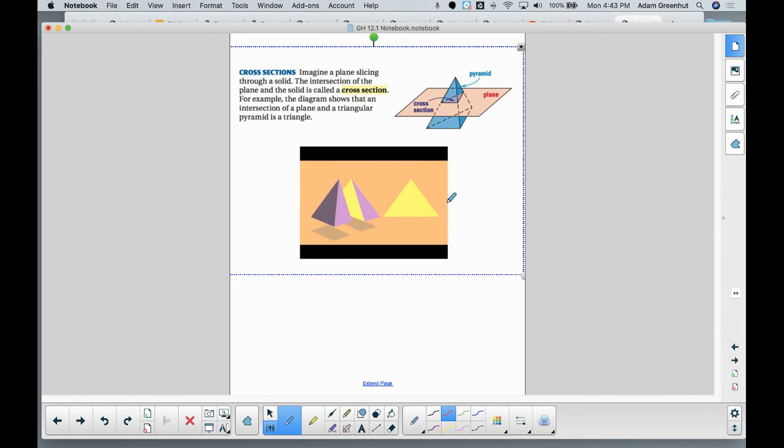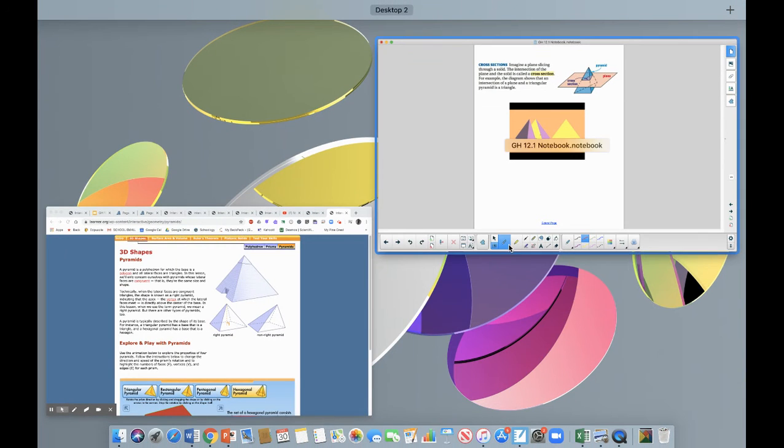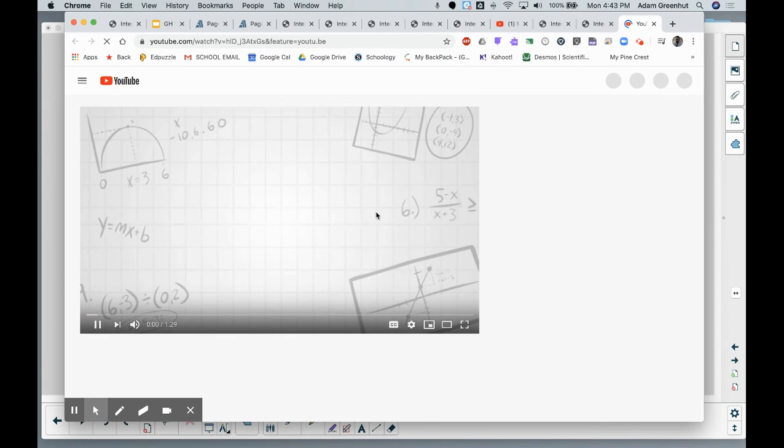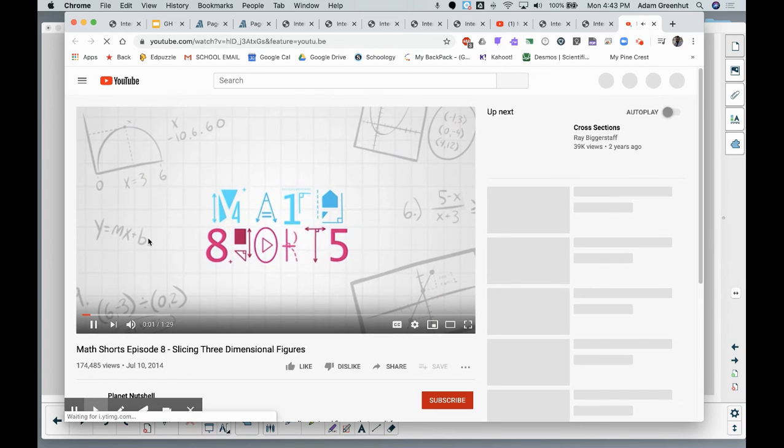Cross section. A cross section is what you get when you slice into one of these polyhedra. And depending on which way you slice things, you get different cross sections. Cross sections are like a 2-dimensional section that you slice out. Let's see if this video will work, and I can show the video here. And then I can also post the link on the Edpuzzle, and this way you can watch it again. Hopefully this is working.